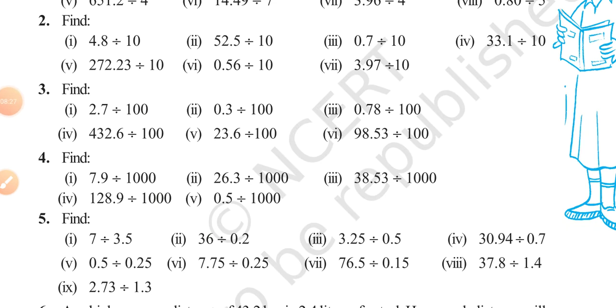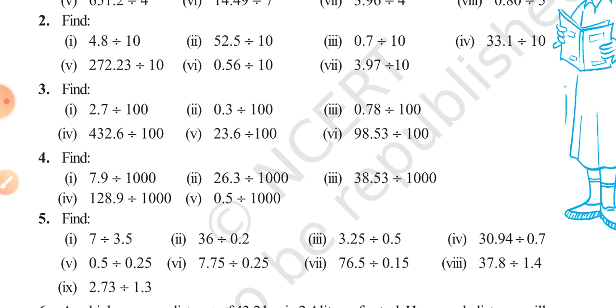7.9 divided by 1000. Again students, you have to proceed the same way. You can write 1000 as 1000 upon 1, then you can change the sign and take the reciprocal, and follow the same way. So it is your homework.